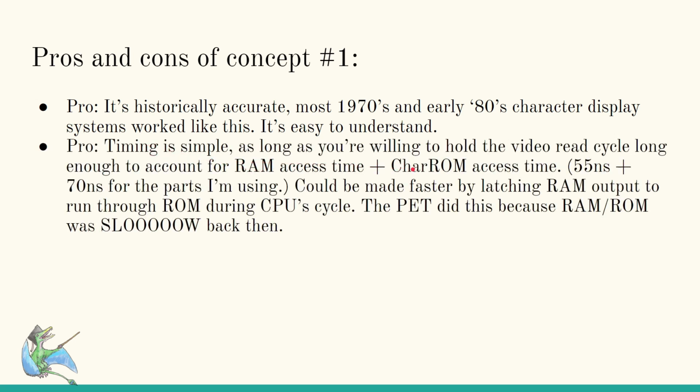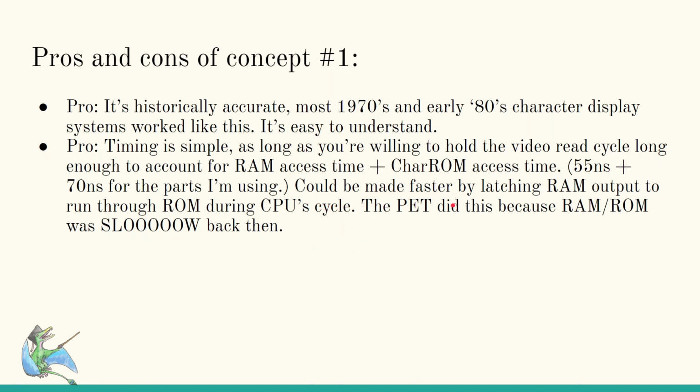It's simple. You only need the reads. You only need to have a read cycle access to the memory once per 8 pixels. The timing is simple. As long as you're willing to hold the video address on it long enough so it propagates all the way through, then there's no other coordination that really has to happen. You just flip it over, hold it long enough to cover the access time of the RAM plus the ROM, then you latch it onto the shift register. As long as that doesn't take more than 8 pixel clocks, it'll work.